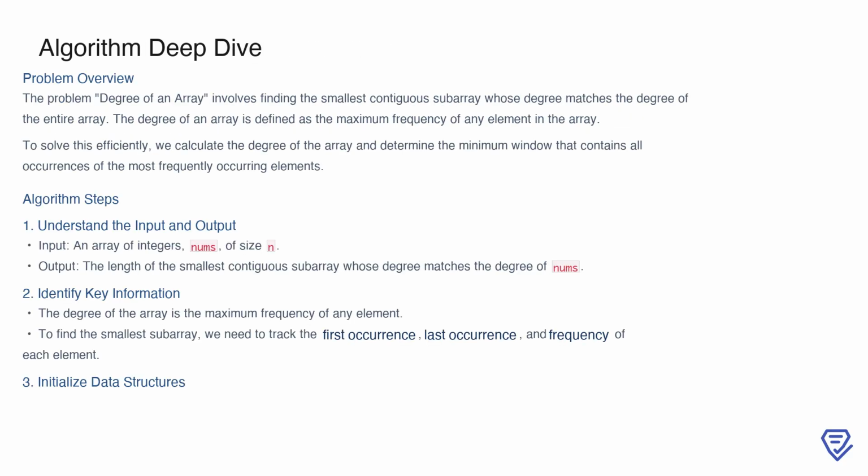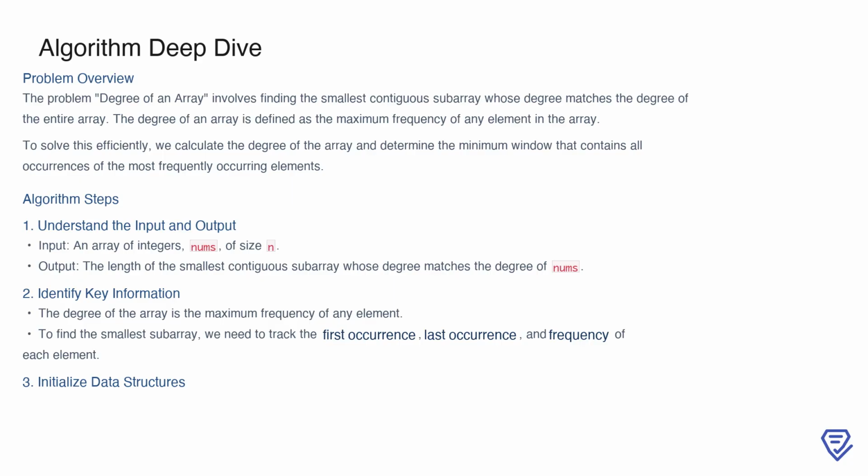The problem Degree of an Array asks us to find the smallest contiguous subarray whose degree matches the degree of the entire array. The degree of an array is defined as the maximum frequency of any single element within it. To solve this, we need to identify the degree of the array and then determine the smallest window that contains all occurrences of the elements contributing to this degree.